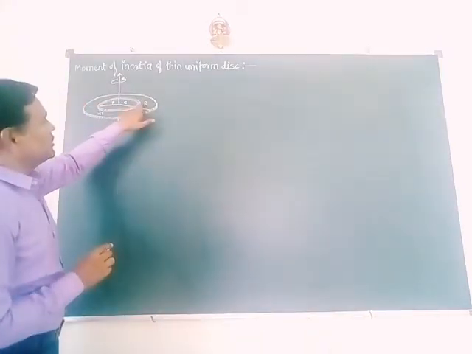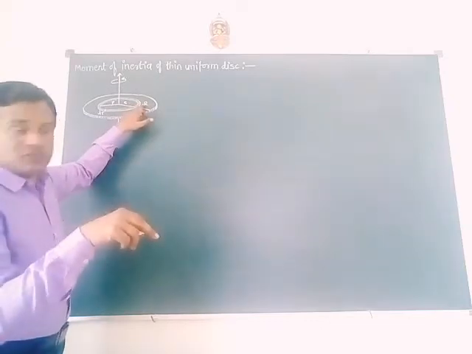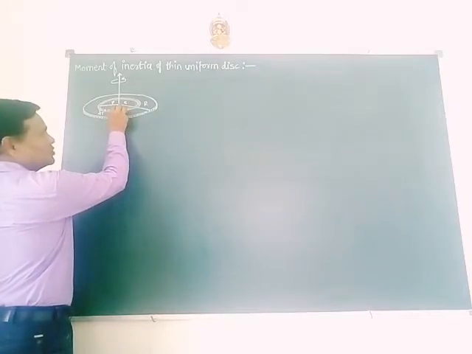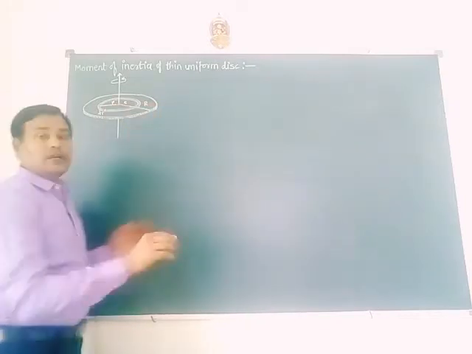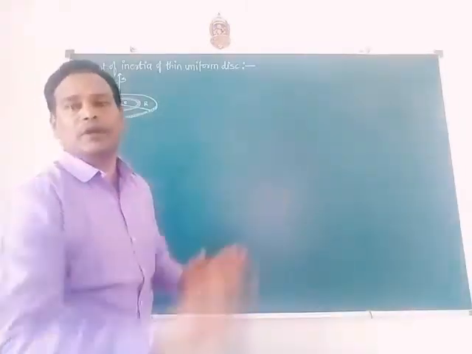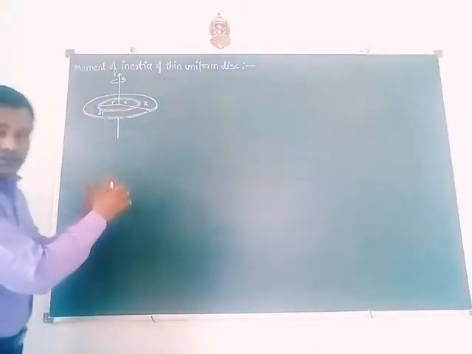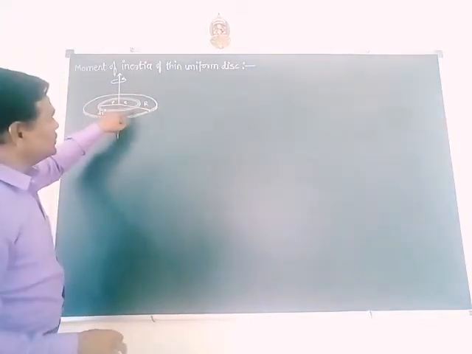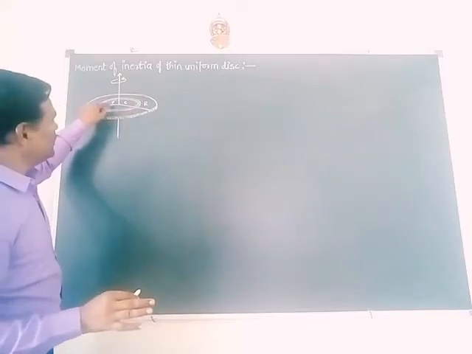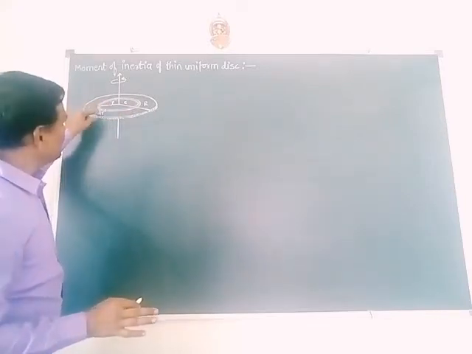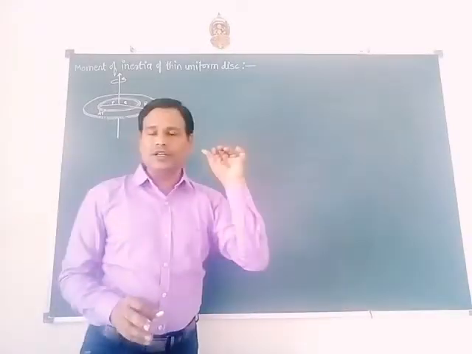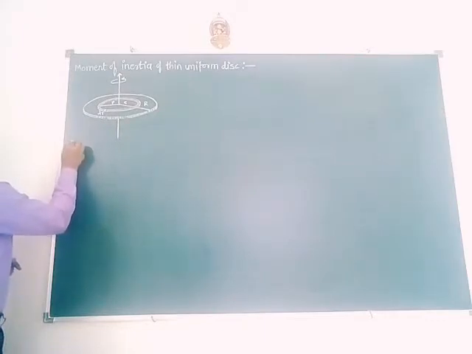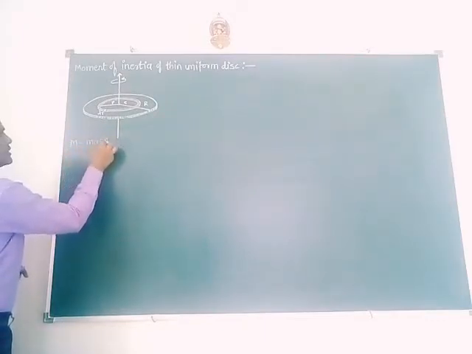There are a number of concentric rings in the disc, starting from the center point O to the rim of the disc, that is R, from 0 to capital R limit. Out of that, we consider one of the rings having radius equal to small r and dr as the thickness of the ring.